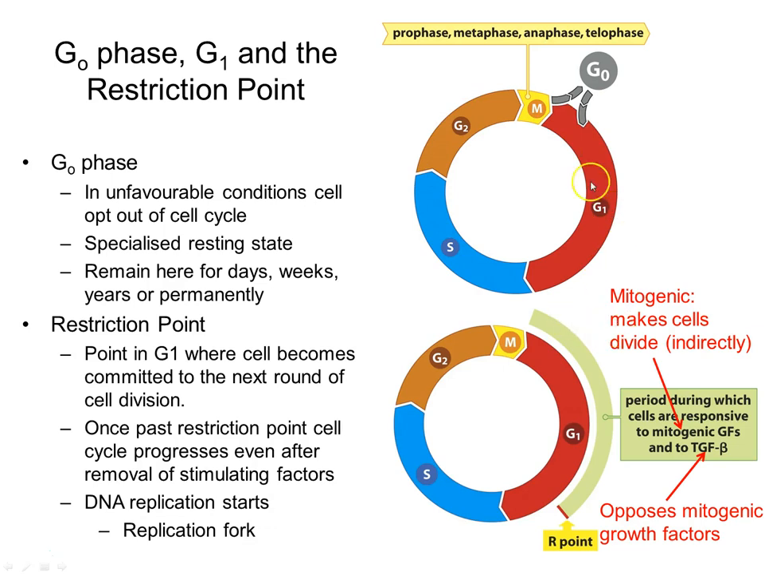During G1 phase, you've got this period here where cells are responding to growth factors and they're responding to anti-growth factors. So TGF-beta is your anti-growth factor, and your growth factors are things like epidermal growth factor, platelet-derived growth factor. This is the first major checkpoint in the cell cycle, which is the R point or restriction point, and this is where the retinoblastoma pathway controls whether the cell is going to progress into S phase or not.